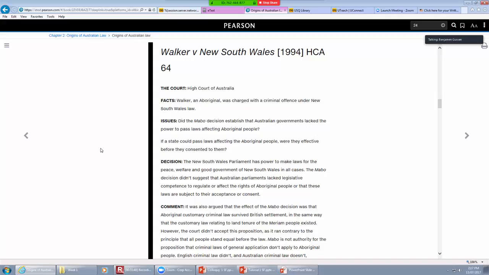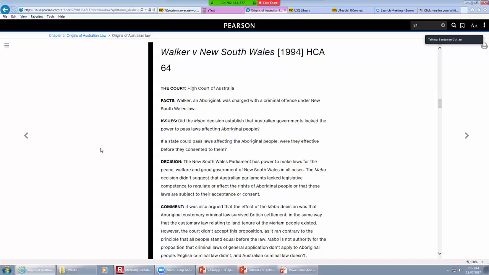All right. Let's go back then to our Mabo discussion and how Mabo affected indigenous people. The point I was trying to make is that in this case, the High Court of Australia came out and said, actually, we got it wrong. This country was not a terra nullius back in 1788.